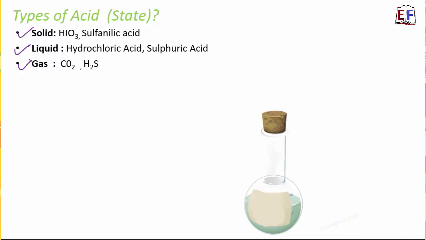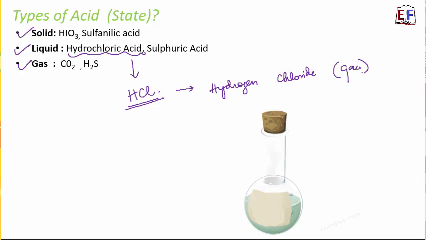An interesting fact in this regard is about hydrochloric acid. What is hydrochloric acid? It is HCl. HCl is also hydrogen chloride, and hydrogen chloride is a gas. But hydrochloric acid is a liquid. So how do we get hydrochloric acid from hydrogen chloride gas? Basically, when hydrogen chloride gas is dissolved in water, we get H3O+ and Cl-, and from here we get hydrochloric acid, which is in liquid form.